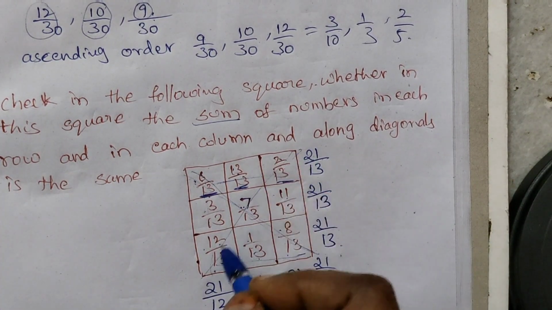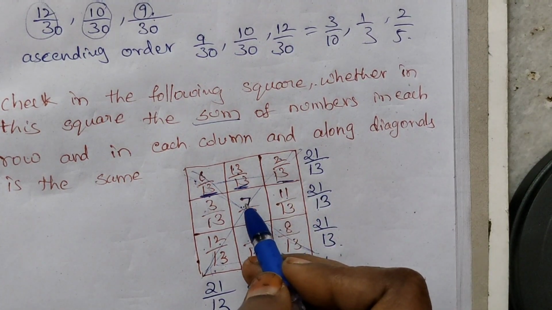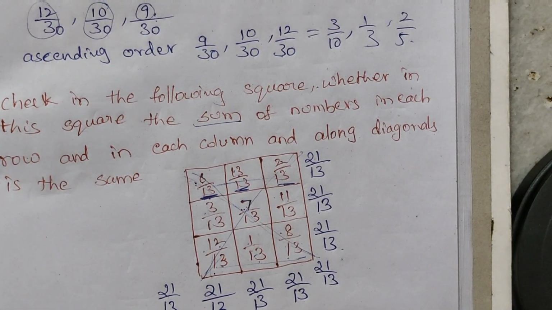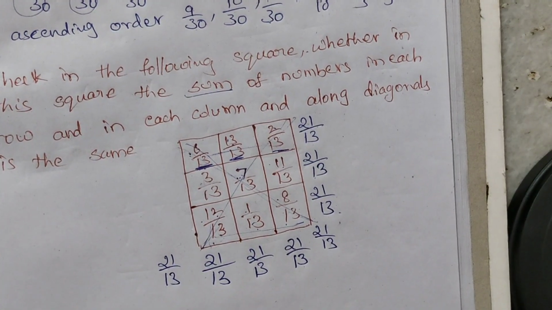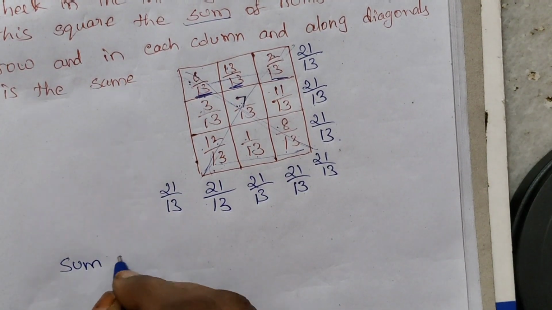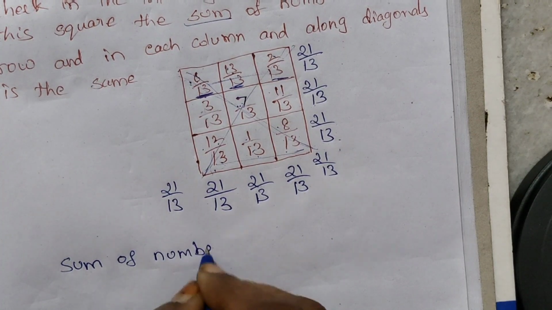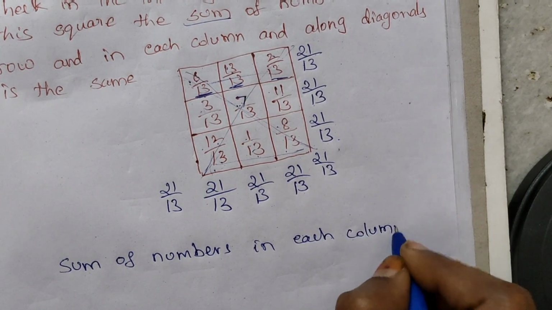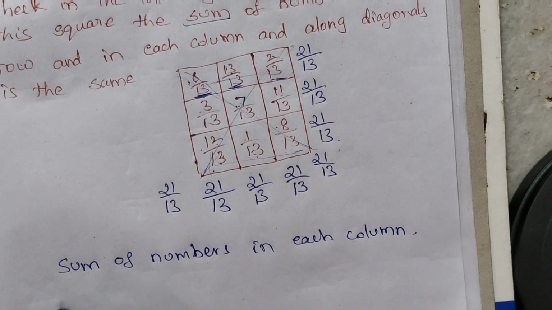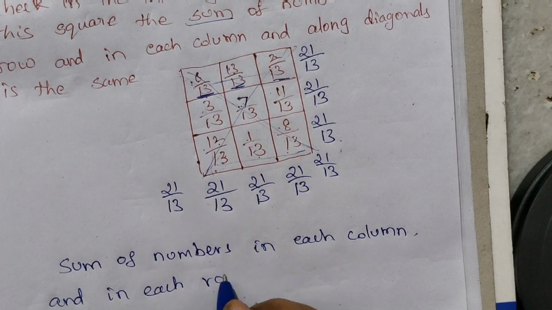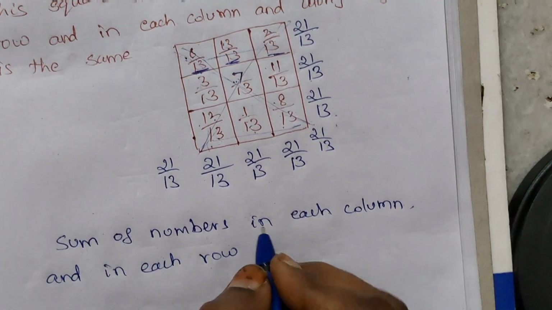Now I will add along this diagonal. Okay. 2 plus 7, 9. 9 plus 12, 21. So here along the diagonals, along the columns, along the rows, we are getting the same answer. That one I will write. Sum of numbers in each column and in each row and along the diagonals.